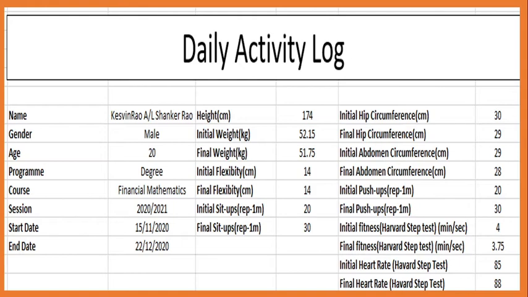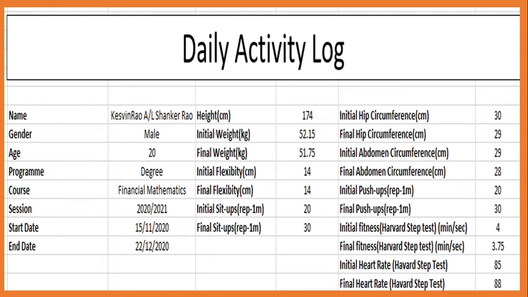My initial sit-ups, calculated with reps per minute, is 20, and the final is 30 reps per minute. My initial hip circumference before I started my exercise was 30 cm, and after finishing the exercises, I calculated it and it is 29 cm. My initial abdomen circumference is about 29 cm, and at the final, it's 28 cm.